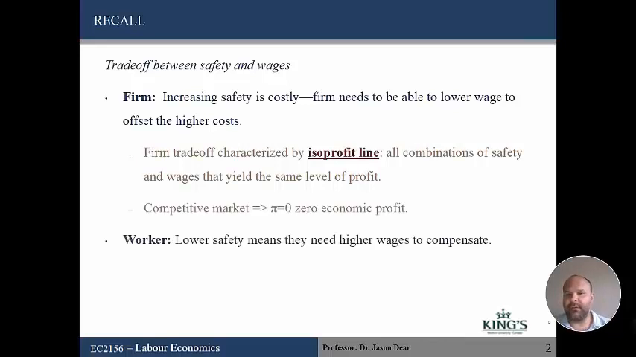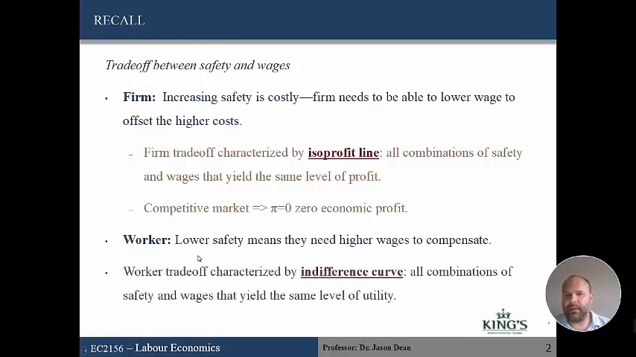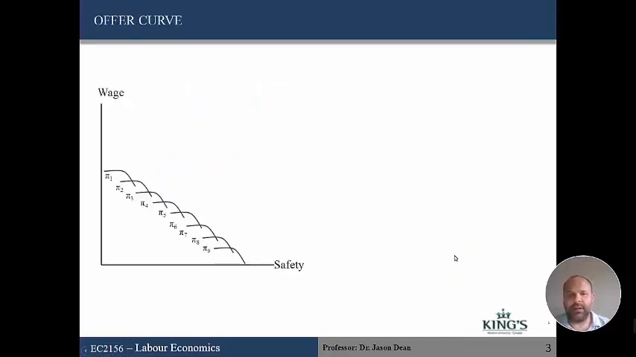For firms, we're assuming a competitive market, so the iso-profit curve has zero economic profit. Now for a worker, we characterize this trade-off with the indifference curves. Lower safety to a worker means they need higher wages to compensate, and vice versa. And in a competitive market, we would have an offer curve.